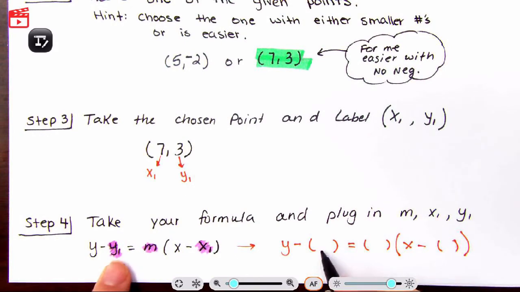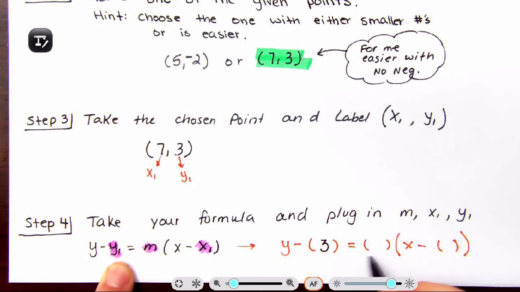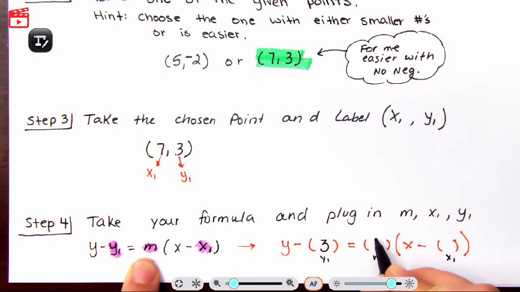So keep, change. What is y1? y1 is 3. This is y1, this is the slope, and this is x1. So then, what is m? What is our slope? Our slope is 5/2. And what is x1? x1 is 7. And that is our answer right here.